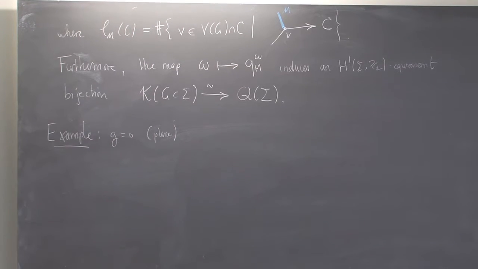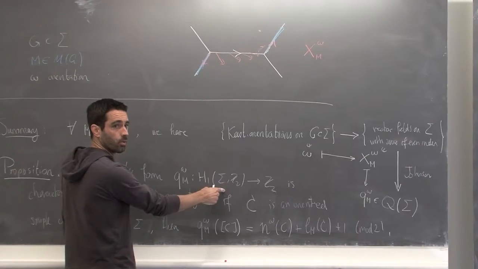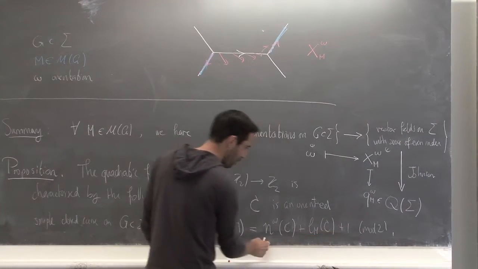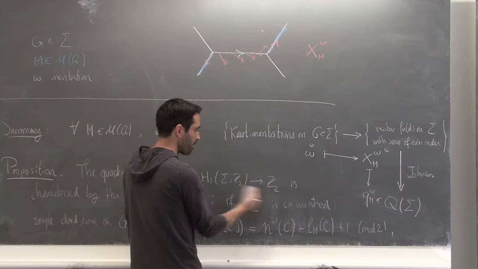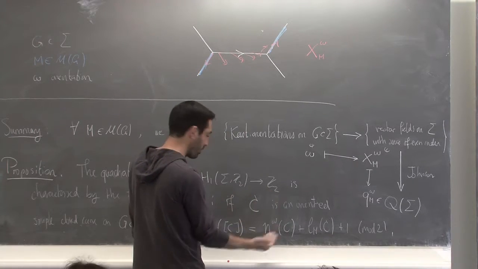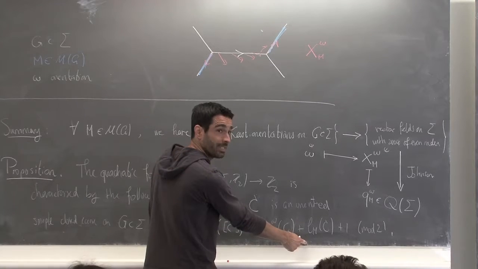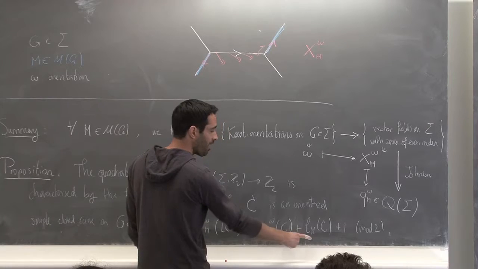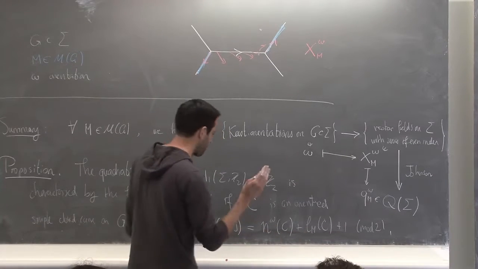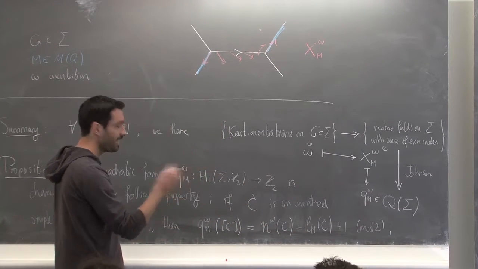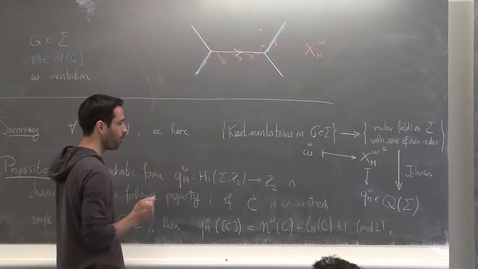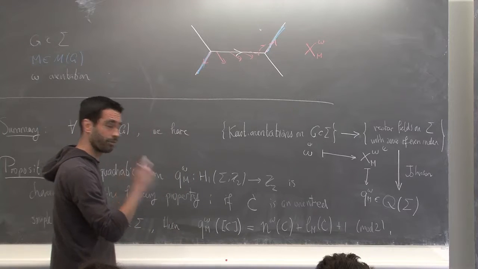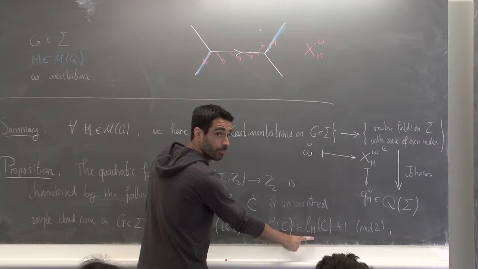In the case of the plane, this h1 here is 0. So it means this number here, the quadratic form on 0, must be 0 all the time. So it means that this thing here must always be odd. So the statement we have in the planar case is saying, well, you take any Kasteleyn orientation, you take any perfect matching, you take any simple closed curve, this number is going to be odd.